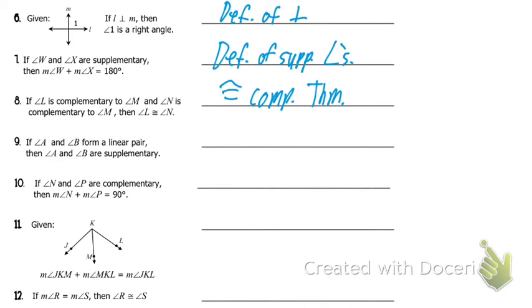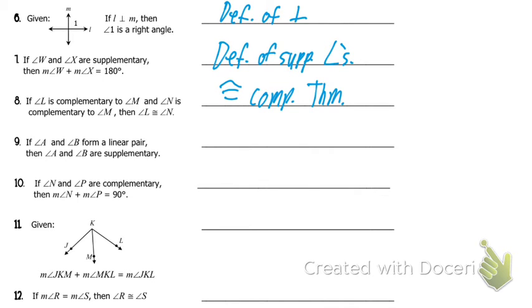A good way to think about this, guys, is it says congruent complements. So complements is plural. And how many different times do we see the word complementary? Twice. And plural means more than one. So we see complementary more than once, so it's a good hint that it's going to be complements.